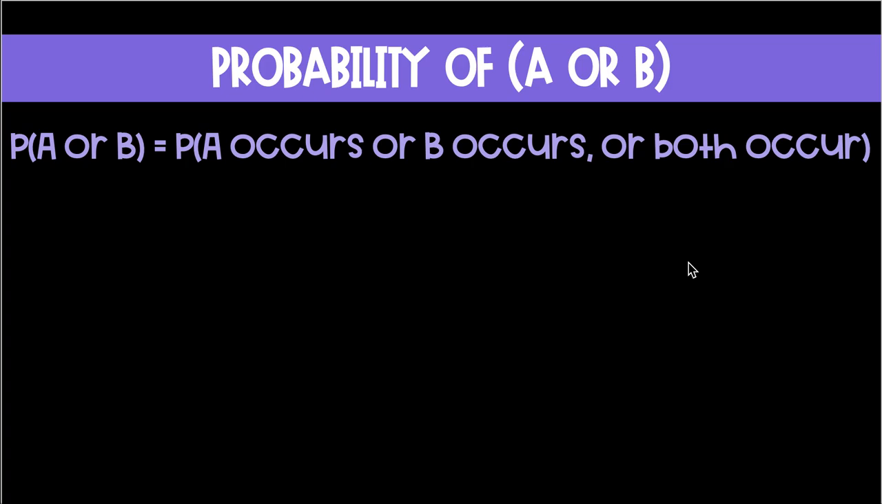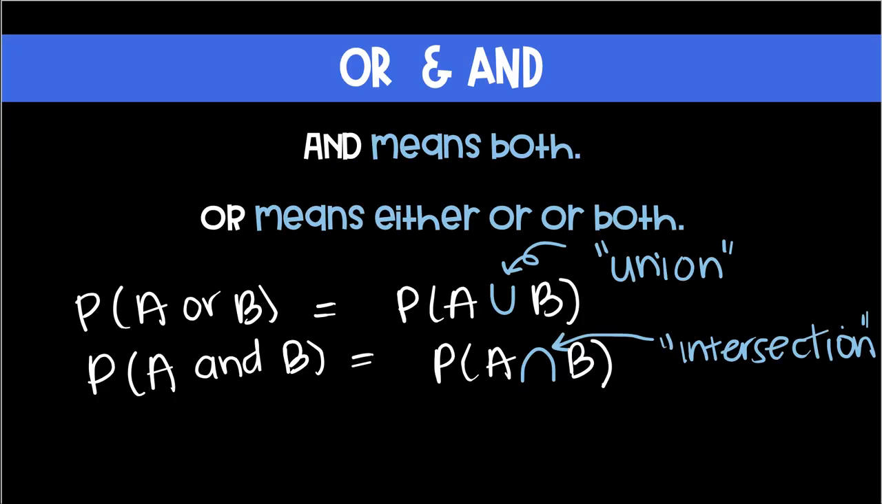To calculate the probability of event A or event B happening means to compute the probability of only event A happening, the probability of only event B happening, or the probability of both A and B happening at the same time. It's important to understand the difference between "or" and "and" when it comes to probability. The probability of event A and event B happening means both.